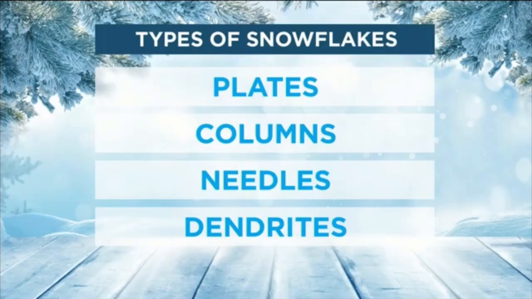And here I've got a quick little video I want you to watch about the different types of snowflakes there are. So we've got plates, we have columns, we have needles, and we have dendrites. We're going to break them down one by one. Okay, 4 main categories. So we'll go into plates first.